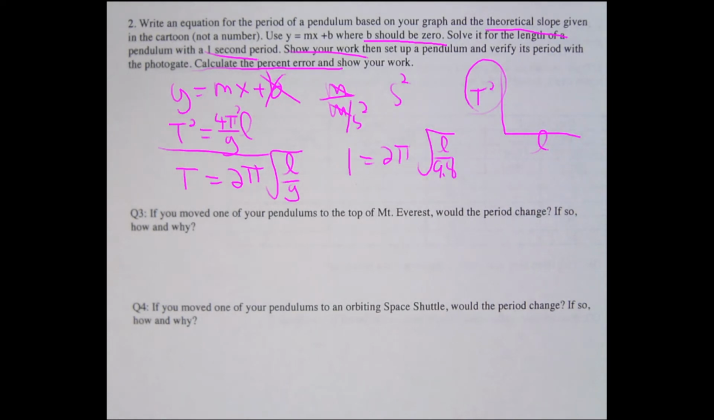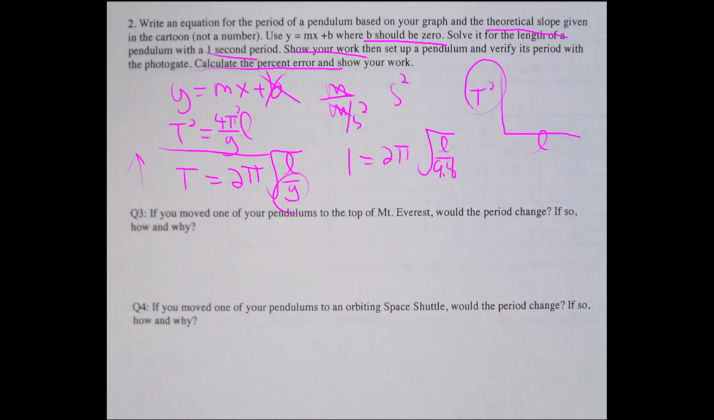And so question 3: if you moved one of your pendulums to the top of Mount Everest, would the period change? If so, how and why? You should know that as you go up, little g decreases. And so if this gets smaller, you're dividing by a smaller number, the period would go up. And so it would increase, and the reason is gravity is weaker, and so the restoring force is less, but the inertia, the mass of your pendulum, is the same.